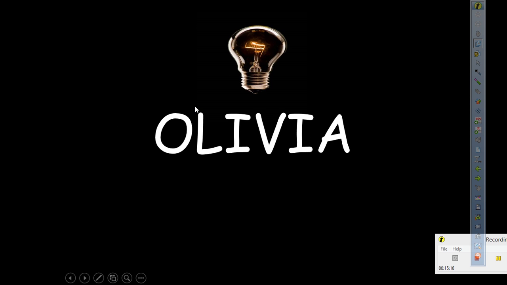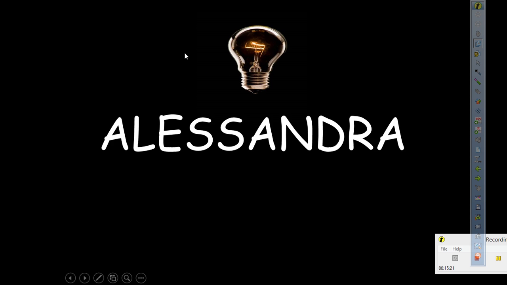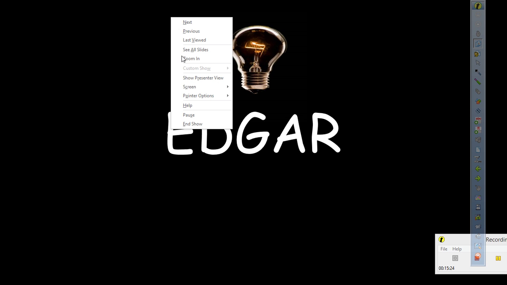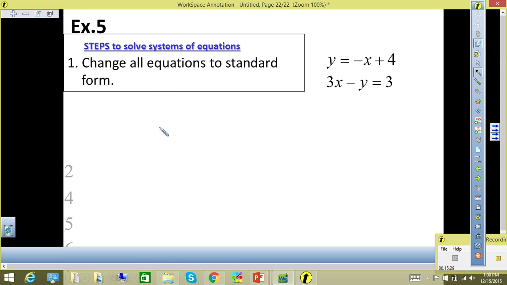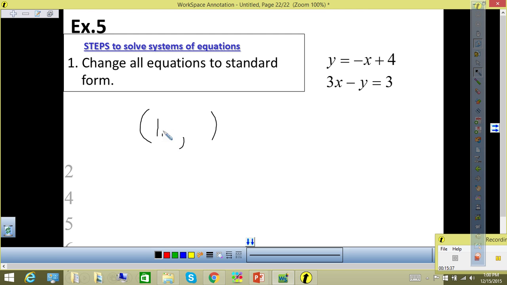Okay, let's see. Help me out on this one. Edgar, what'd you get for your solution? 1.75, 2.25. Hands if you got that, or 1 3/4, comma 2 1/4. Either one is correct. That is correct. Solution.